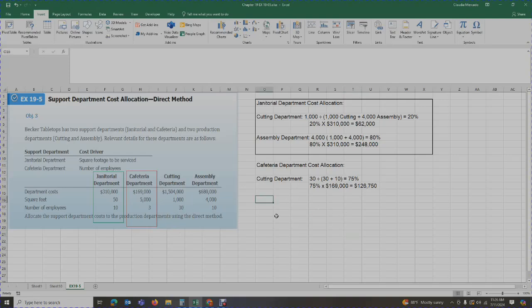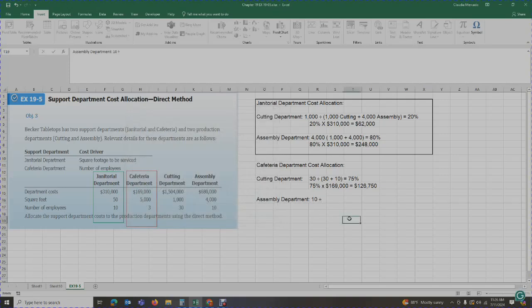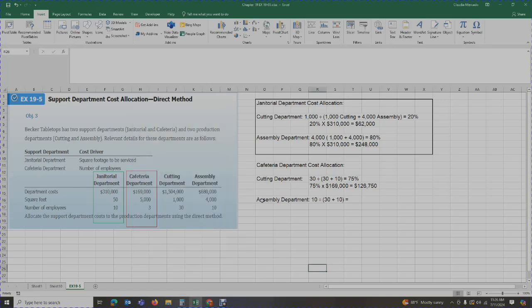We're going to do the same thing for the assembly department. Now the assembly department has 10 employees. I'm going to get those 10 and divide by the total number of employees that we have. Remember, we've got 30 plus 10, that's 40 employees. So we've got 10 divided by 40. That gives me 25%. So that means that 25% of my expenses for the cafeteria is going to go to the assembly department.